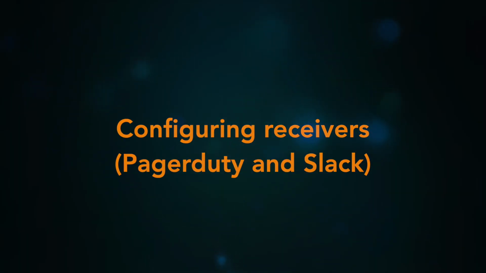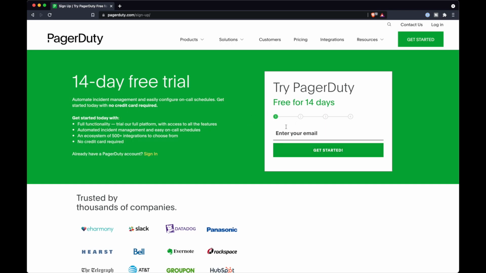Let's start with configuring receivers. We can test out with Slack and PagerDuty. As a part of this, you can create a PagerDuty account. It is free. There's a 14-day trial for the pro version, but the basic version is free.